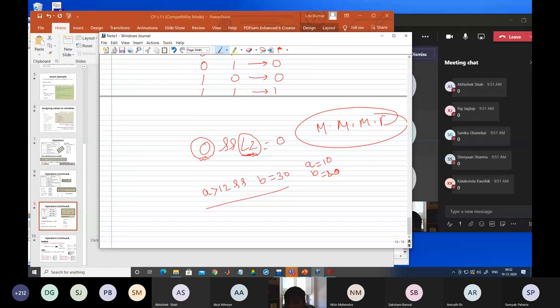We are going to change the value of B to 30. Single equal to means assigning 30. Single equal to and double equal to are both different. What is the difference? Anyone?